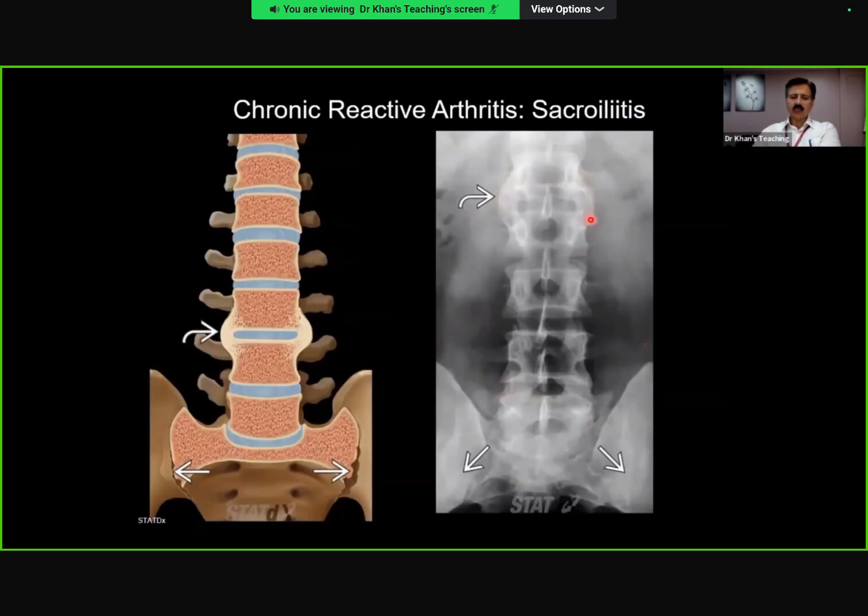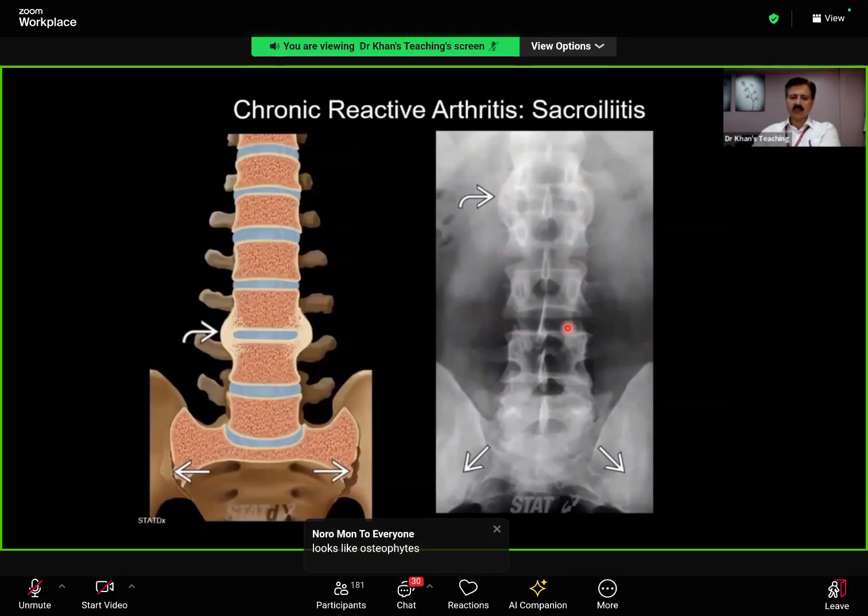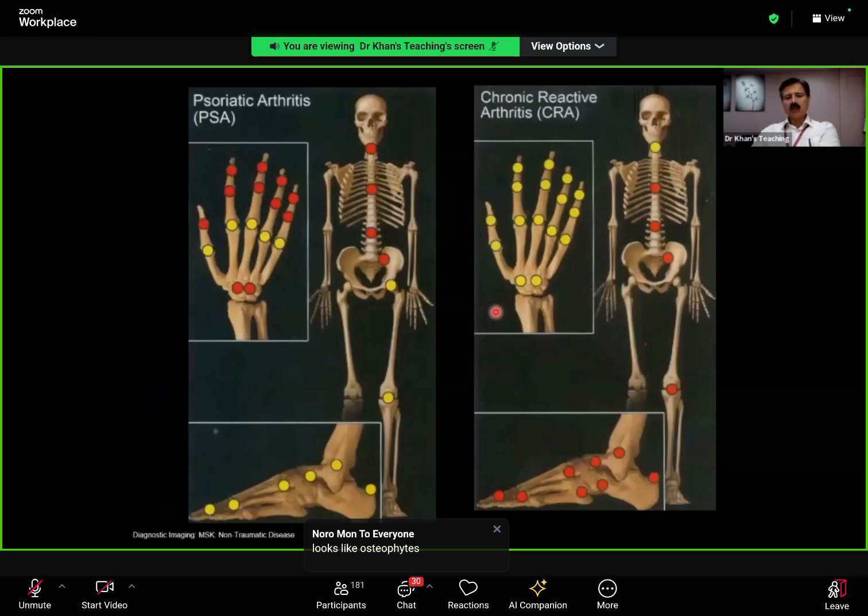You see, it has bridged. And initially you think, oh, is this bamboo spine? Then you look here, there is nothing. Look here, there is nothing. So this can be either CRA or psoriasis.